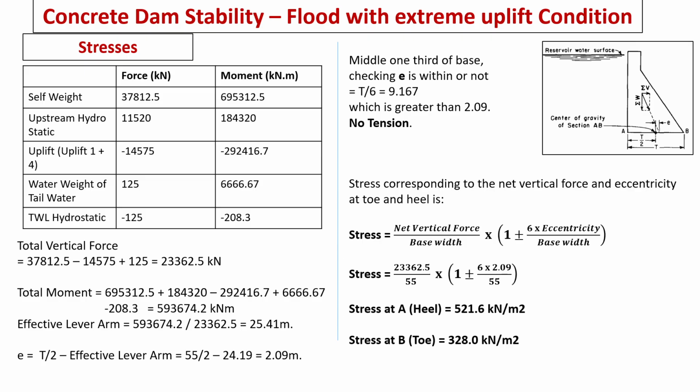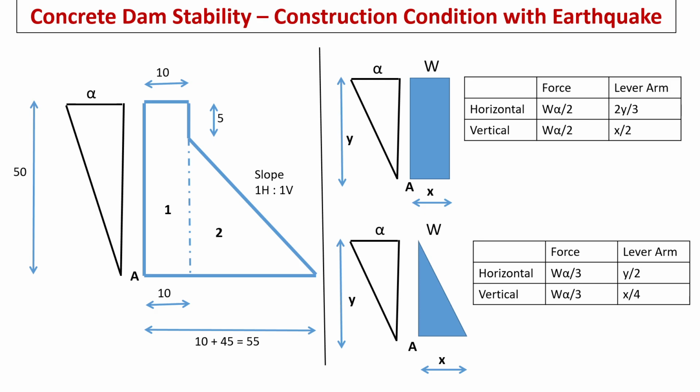So the total moment is sum of self-weight moment including water weight and hydrostatic moment and deduction of uplift moment and deduction of tailwater hydrostatic load. Once we have done this, the remaining steps are similar, that is, finding out effective lever arm and checking whether the eccentricity is within the 1/3 of base or not. Using stress calculation formula, we can find out stress at heel and toe. Here also, eccentricity is within middle 1/3 of base, so tension is not developed, which we can see from the values of stresses also. Till now we have seen general load combinations.